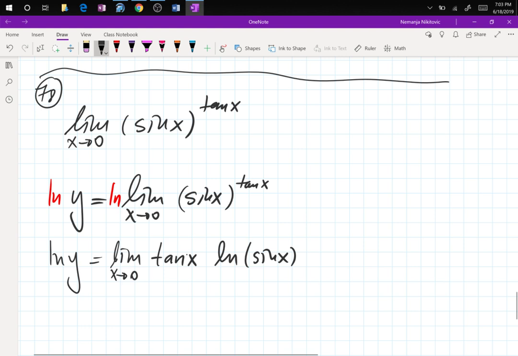And when you plug in 0, you get 0 times infinity. You know it's closer, right? What? You can see closer, right? Oh, yeah. I can see it. Can you?